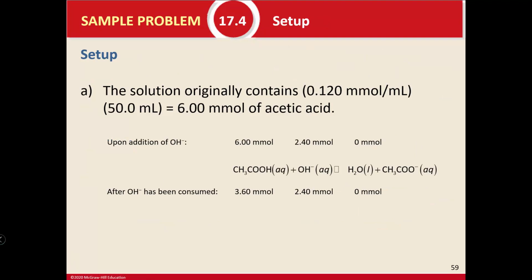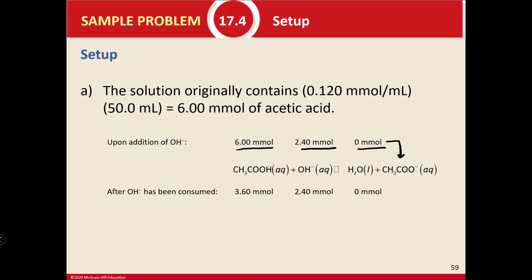What they have is the millimoles of all the substances. So they're saying that it was 0.120 molar and you had 50 milliliters, so that means you had 6 millimoles of acetic acid. You know how many millimoles of hydroxide you added? And then we assume initially 0 of that.